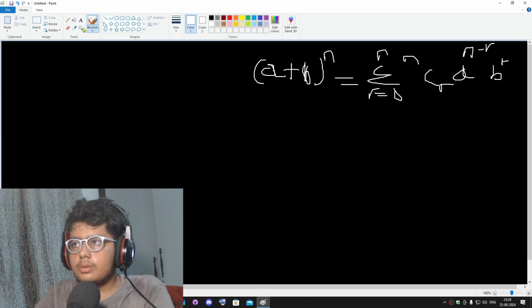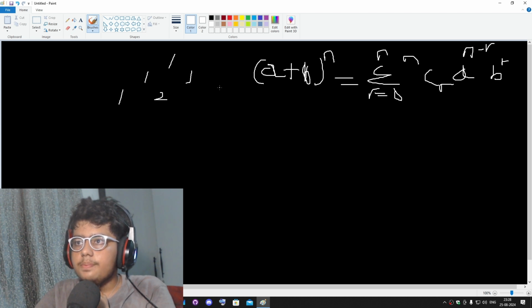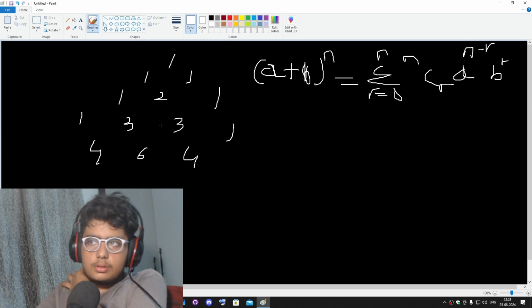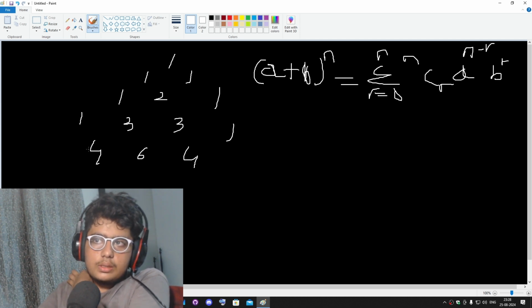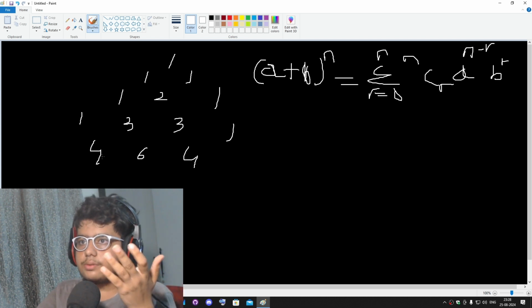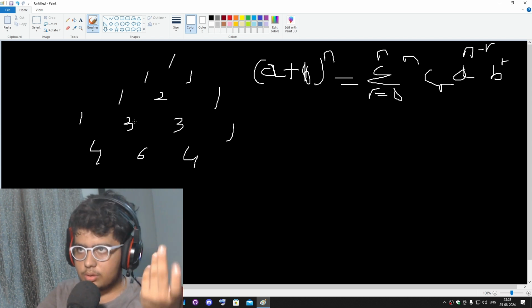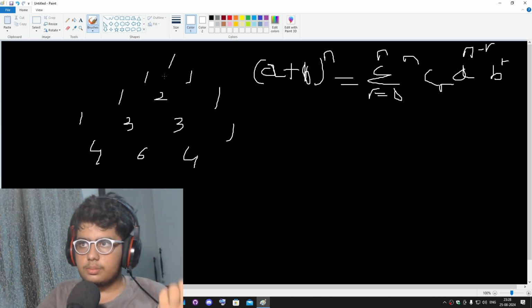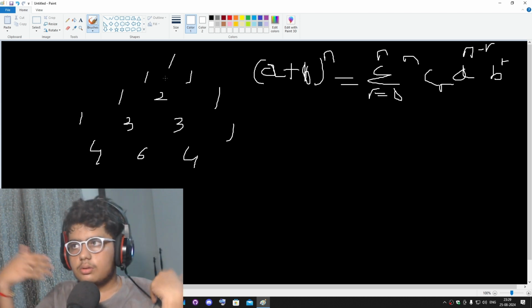If anyone doesn't know about Pascal's triangle, for them: 1, 1 1, and just add on like this to n rows and write it here. 1 2 1, then 1 plus 2 is 3, and 2 plus 1 is 3, and 1, then 1 3 3 1, 3 plus 1 is 4, 3 plus 3 is 6, 3 plus 1 is 4, and 1 4 6 4 1. So go on like this. This row is for a plus b whole power 4, this is for a plus b whole cube, and for a plus b whole square.